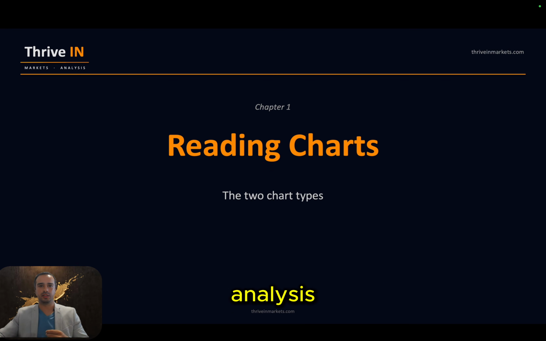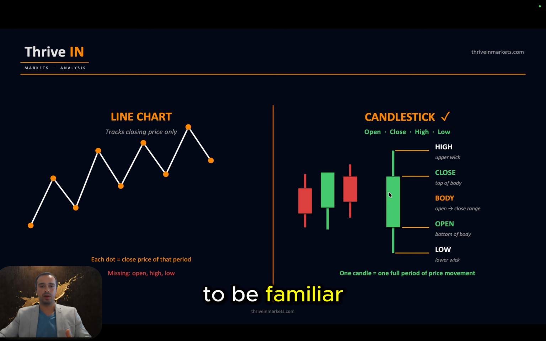Everything in technical analysis comes down to reading price on a chart. And you need to be familiar with two chart types, the line chart and the candlestick. A line chart is the simplest view. It tracks only the closing price of each period.